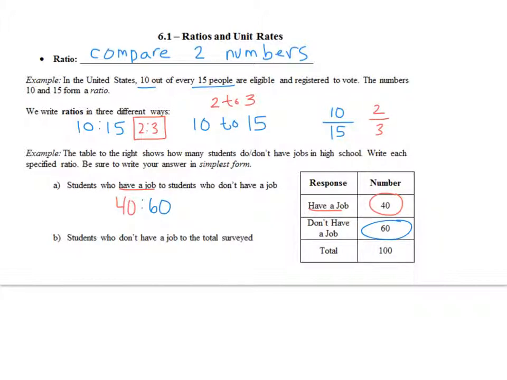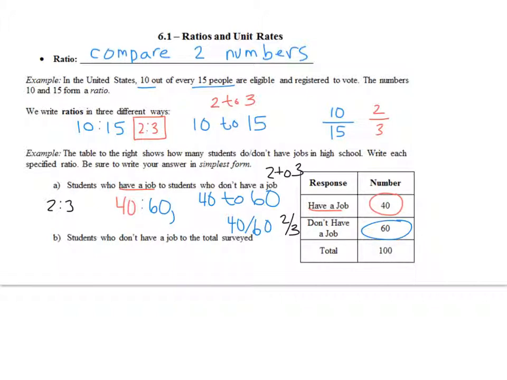I could write it like 40 to 60, or I can write it as 40 divided by 60. So if I'm going to write it in simplest form, I need to reduce these. So I can divide both of these by 20 and get 2 to 3, or 2 divided by 3. Those are the three different ways.